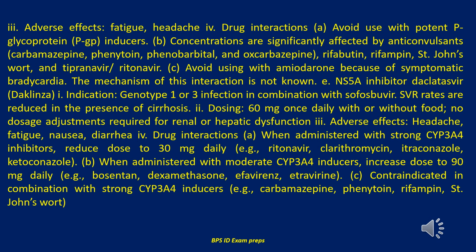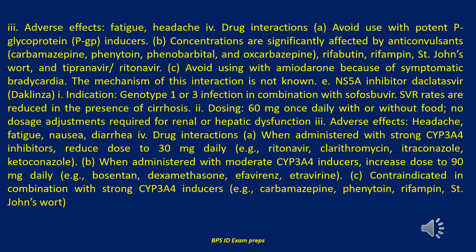We will now look at NS5A inhibitor daclatasvir, marketed as Daklinza. 1. It is indicated for the treatment of genotype 1 or 3 infection in combination with sofosbuvir. SVR rates are reduced in the presence of cirrhosis. 2. It is dosed at 60 mg once daily with or without food. No dosage adjustments are required for renal or hepatic dysfunction. 3. Its adverse effects include headache, fatigue, nausea, and diarrhea.